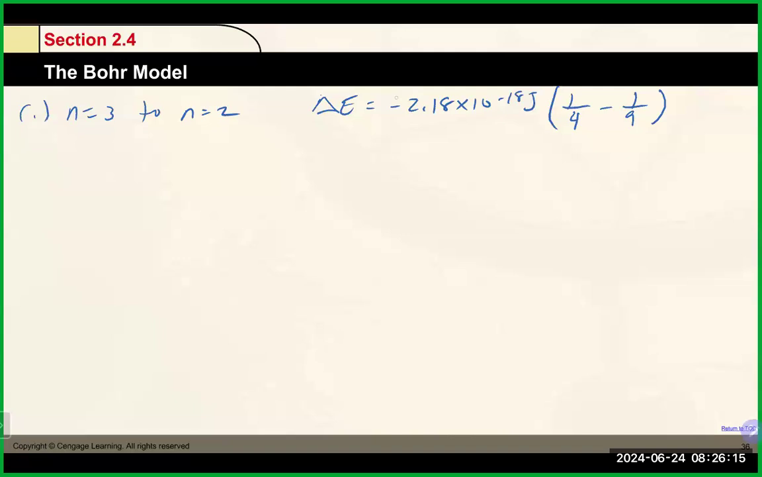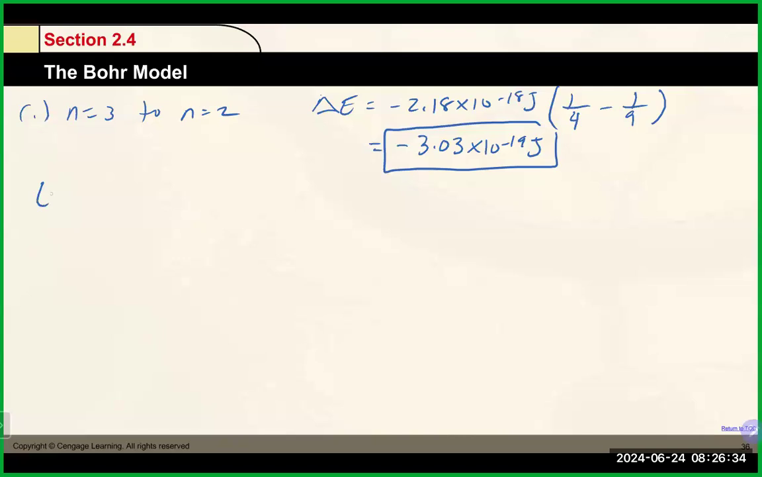That's going to get us an energy of negative 3.03 times 10 to the minus 19 joules. Once again, negative because our electron is transitioning down in terms of energy. The atom is going to give off that energy, negative, exothermic.